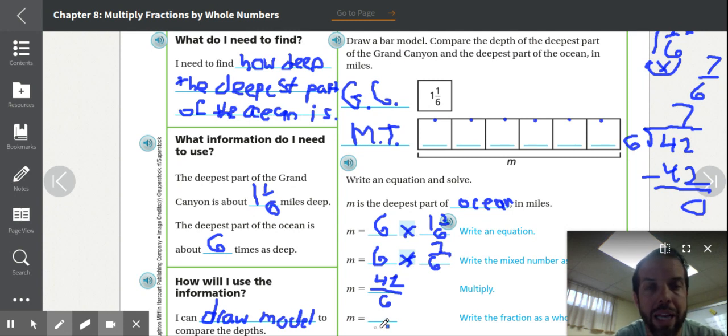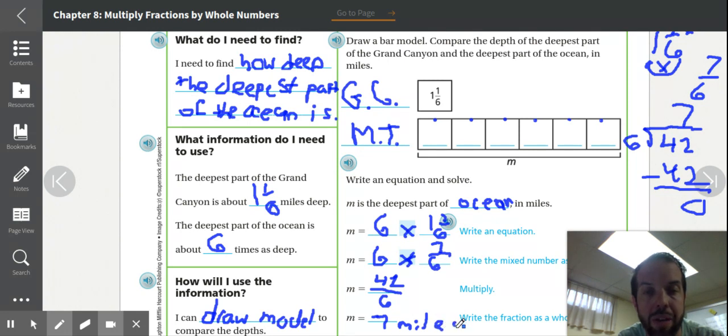So when I write my answer, am I going to write 7 and 0 sixths? No. All I have to write is simply 7. There's actually not going to be a mixed number for my answer. So 7 what? We would say it's about 7 miles. Think about that. The deepest part of the ocean is 7 miles.